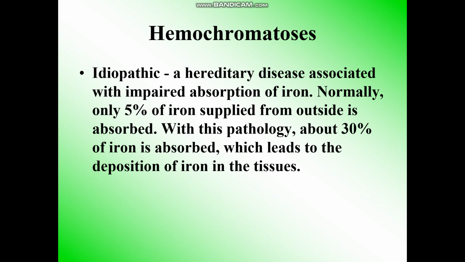Hemochromatosis, idiopathic, is a hereditary disease associated with impaired absorption of iron. Normally only 5% of iron supplied from outside is absorbed. With this pathology, about 30% of iron is absorbed, which leads to the deposition of iron in the tissues.